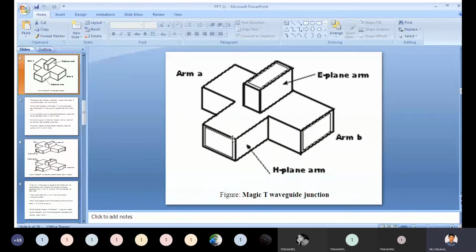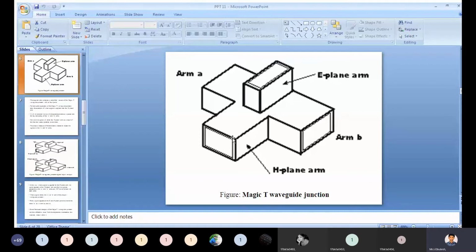And the reflections can be reduced if you want to reduce the impedance mismatches within the waveguide junction. What do you need to use? You need to use matching techniques. With the help of matching techniques, you need to overcome impedance mismatches. So the reflections can be reduced by using matching techniques.